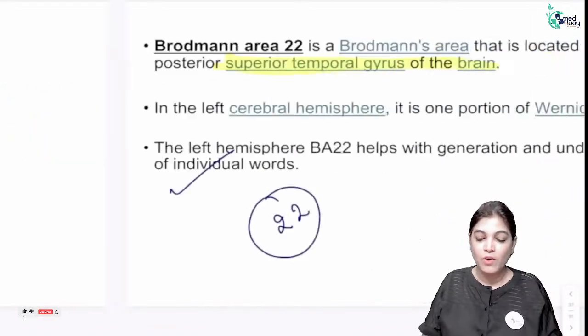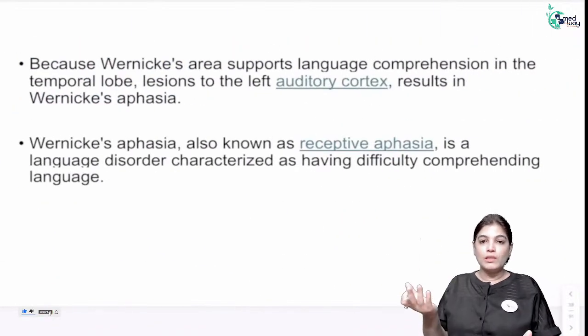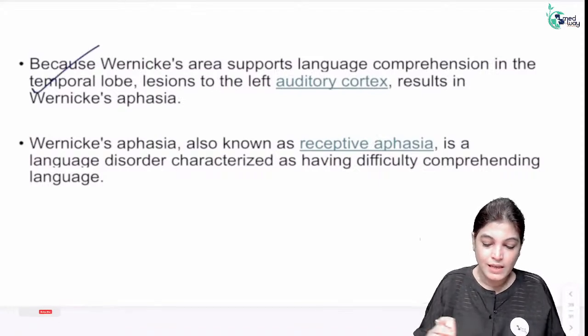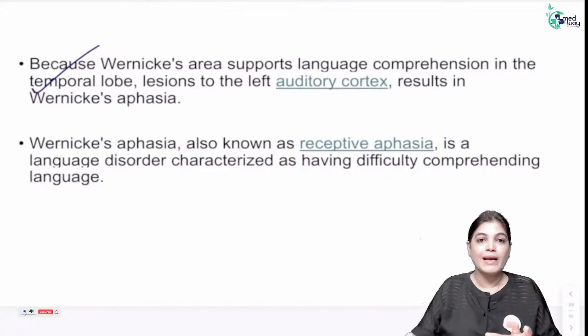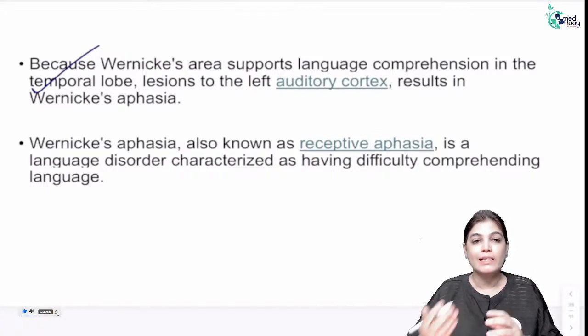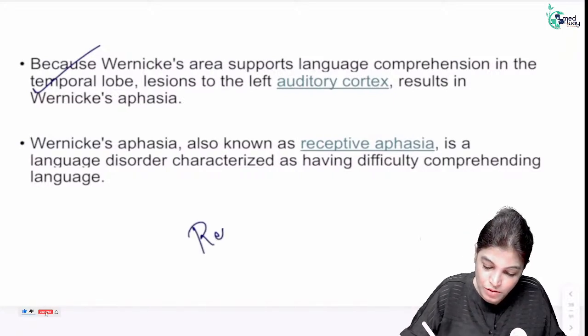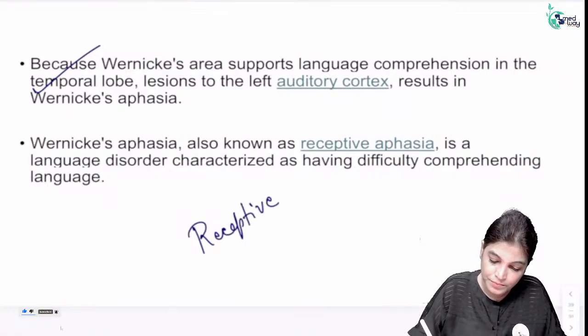Expressive aphasia will result from the motor Broca's area being affected. So we have Wernicke's area, which supports language comprehension. A lesion of the auditory cortex can lead to Wernicke's aphasia, and Wernicke's aphasia is also called receptive aphasia.